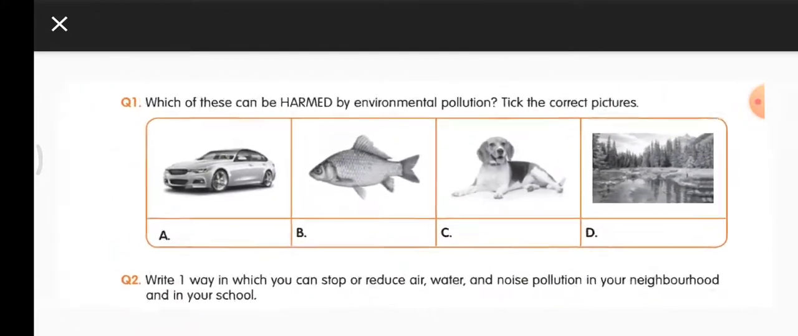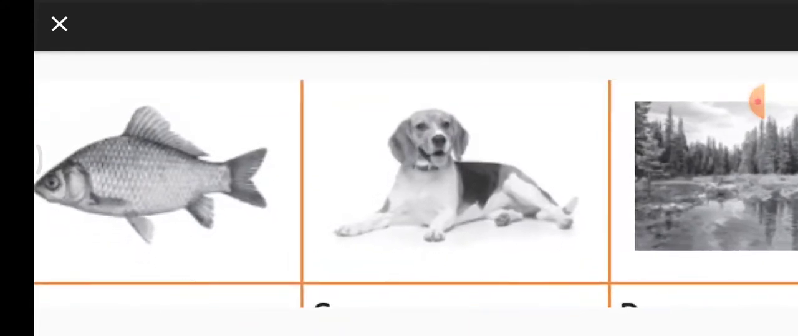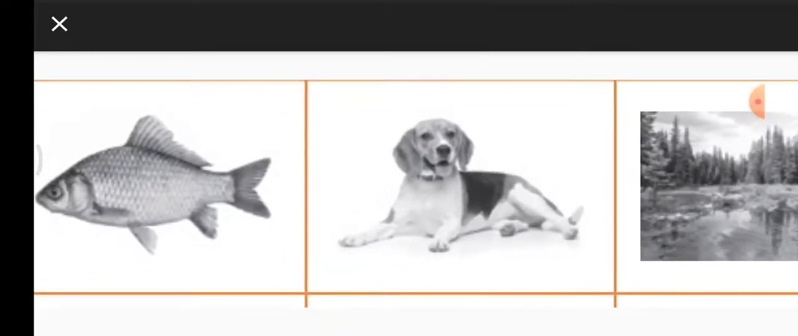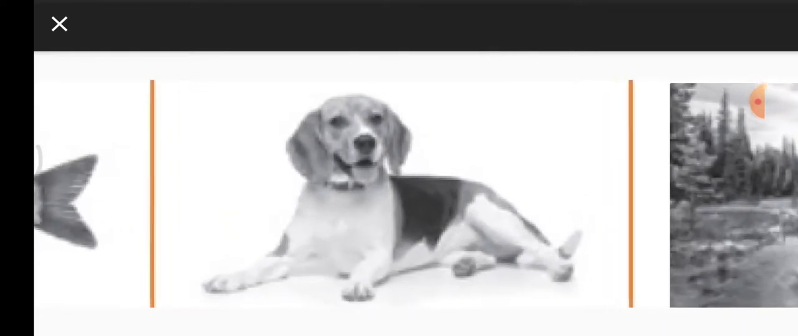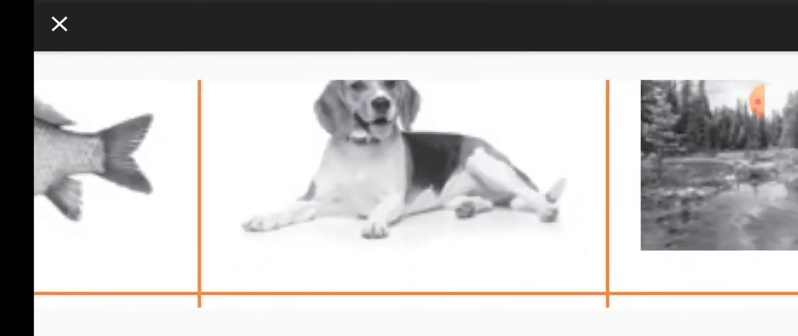Dogs are also victims of noise pollution, as we discussed in the class, right? Dogs get nervous and scared when there are very big sounds, too loud sounds. So even the dog is harmed. Put a tick under the dog.